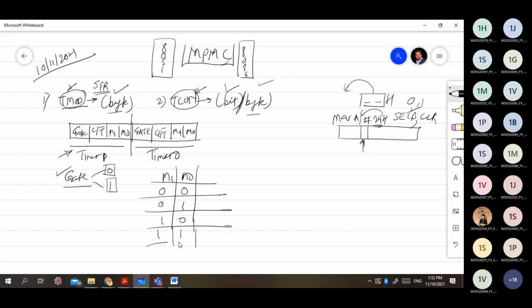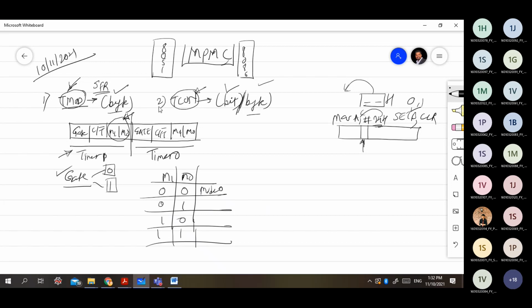Getting it? So whenever I keep these bits as 0 0, my timer will be working in mode 0. Now, what do you mean by mode 0? What is the specialty of it? That we will see later on. First just understand that this TMOD is actually used for selecting the mode of the timer, and these are the 2 bits responsible for selecting the mode of the timer.